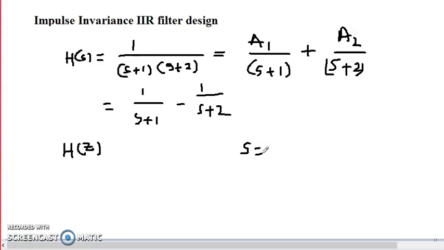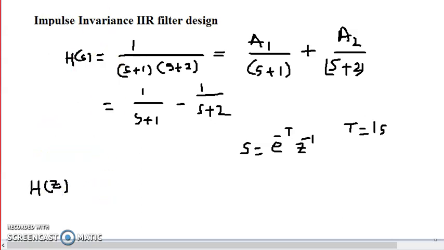According to the impulse invariance method, we have to replace s. What do we have to replace it with? We have to replace it by e raised to power minus T z raised to power minus 1. Okay, z raised to power minus 1. Most of the time, if T is not given, we take it to be 1 second. If T is not mentioned, generally we take it to be 1.